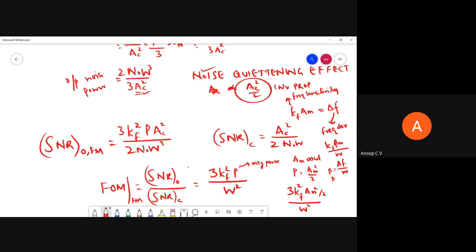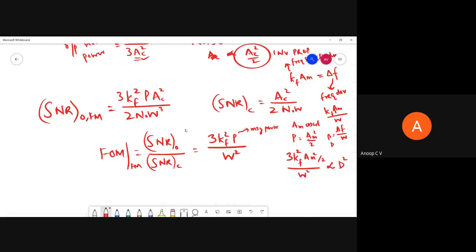So you can see this figure of merit is proportional to the square of the deviation ratio. So how did I justify that? This kf into P, kf into P will be proportional to what? P will be proportional to AM square, right?